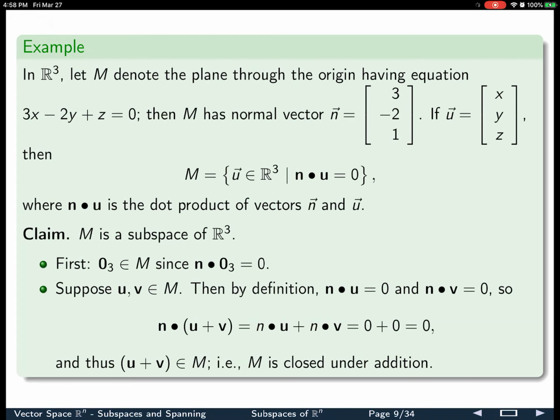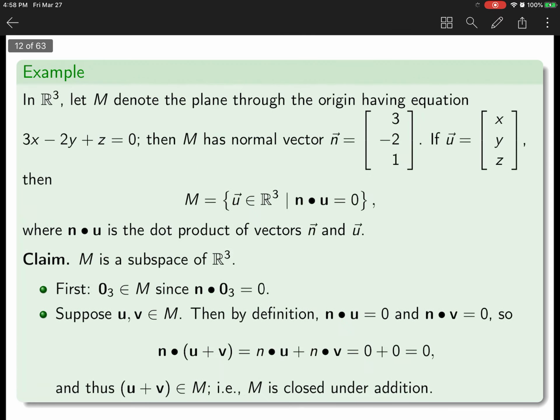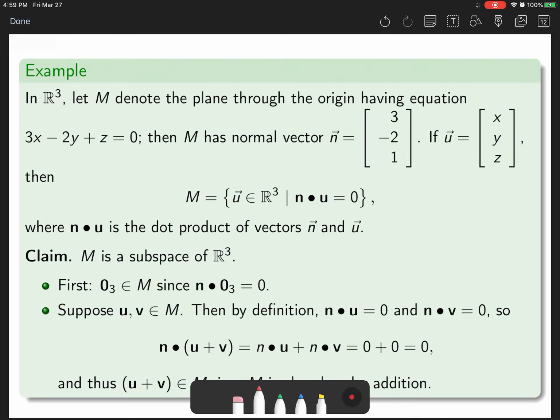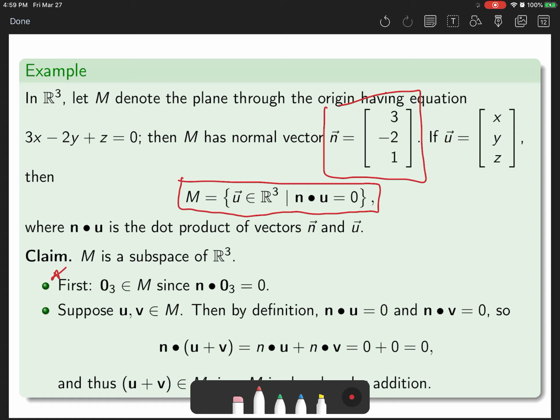Here is what it would look like to verify that a plane that goes through the origin is indeed a subspace. This is one way to define what a plane is using the normal vector. Here's our normal vector n, and here's the set definition of what that plane would be. It would be all of the vectors u that have a dot product of 0 with the normal vector. That's one way to define all of the points in that plane. And then, another few steps here.